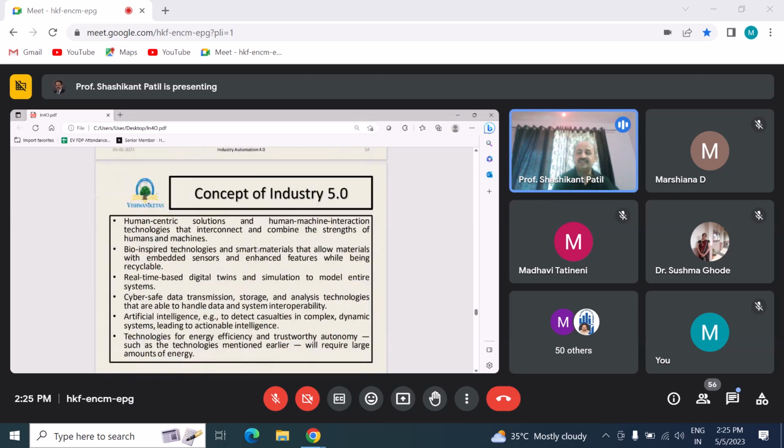Then let us go through the concept of Industry 5.0 again. It has human-centric solutions and human-machine interaction technologies, that is, interconnecting, interfacing and combining the strengths of humans and machines. If you see a SWOT analysis, we have strengths, weaknesses, opportunities, and threats. What we are supposed to see is what weaknesses you need to convert into strengths. Industry 4.0 and other revolutions have their own advantages and disadvantages. So what the policymakers did here is they have combined, augmented, and clubbed the strengths of humans as well as machines.